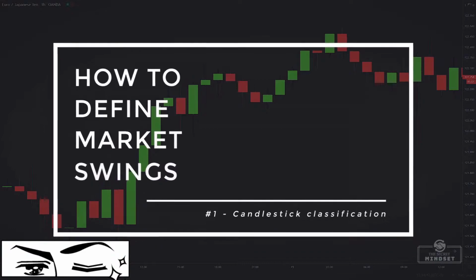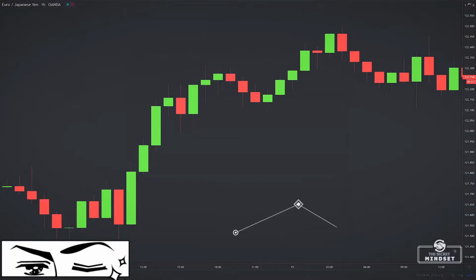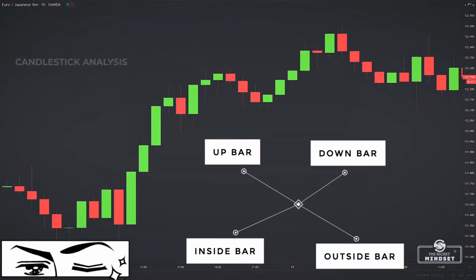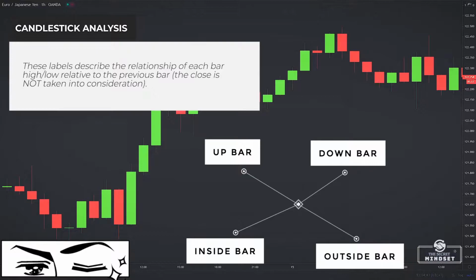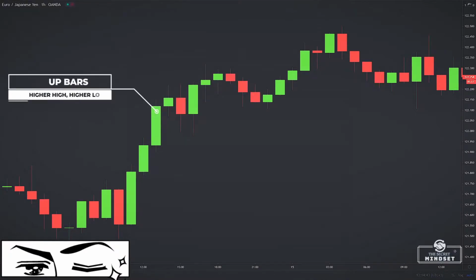So how to define market swings? The first step is to classify every price bar in one of the following 4 types: up bars, down bars, inside bars, and outside bars. These labels describe the relationship of each bar high and low relative to the previous bar. Up bars have the following characteristics: higher high and higher low compared to the previous bar.